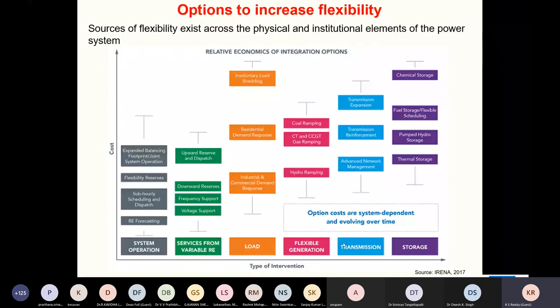Mainly you can see here the type of intervention, and their cost has also been given here. What are the different options depending upon the load, which storage you go for, whether it's a chemical storage or fuel storage, or pumped hydro, or thermal storage, or any other storage we go for. That is an important place. But as we go for different storage, the cost will also go up.